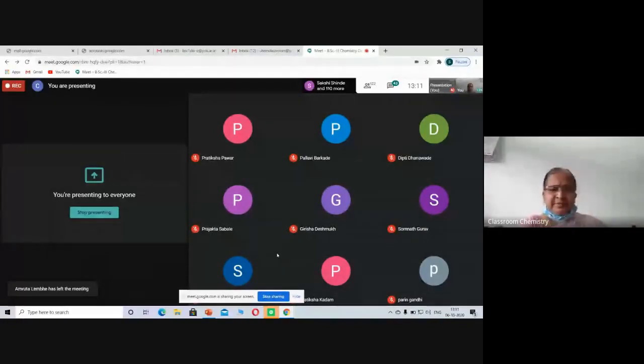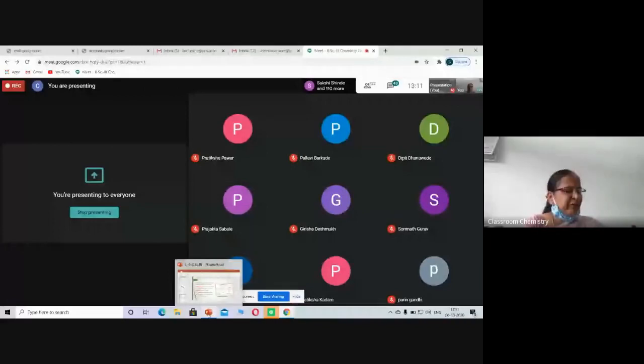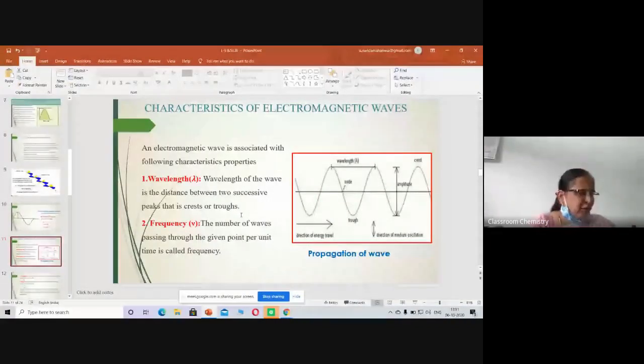Nice. These are the units of wavelength. Also they are expressed in micrometer. 1 micrometer is equal to 10⁻⁶ meter, or in picometer, 1 picometer is equal to 10⁻¹² meter. More frequently, nanometer is used to express the wavelength. Now, did you understand what wavelength is? It is the distance between two successive crests or two successive troughs. Next characteristic property, that is the frequency, nu.